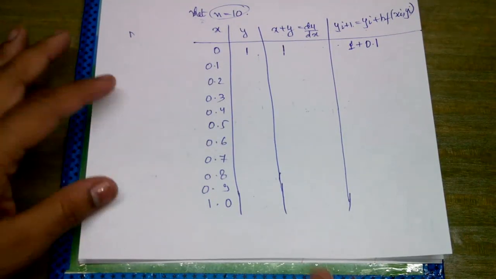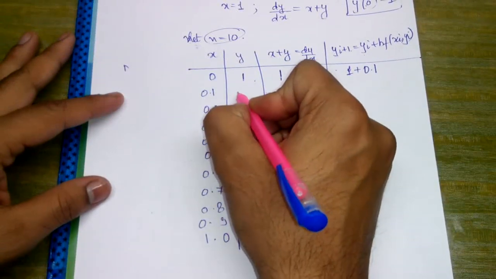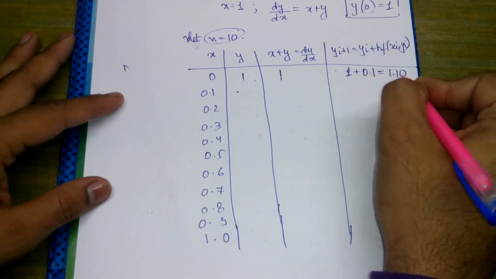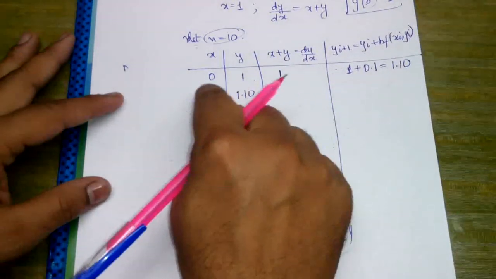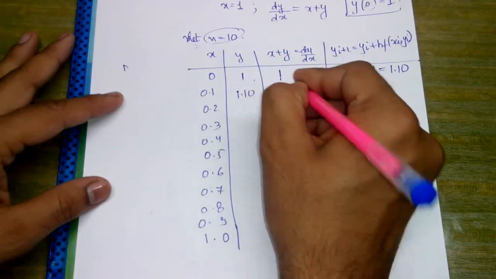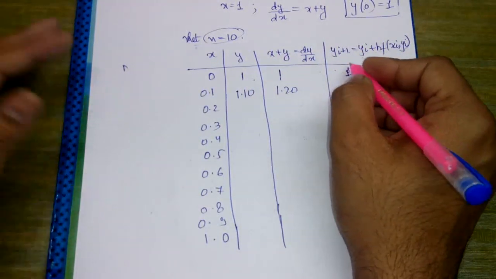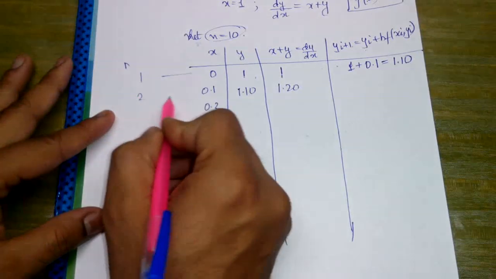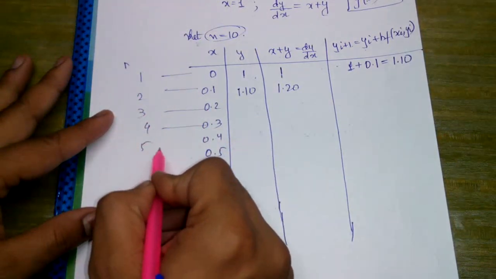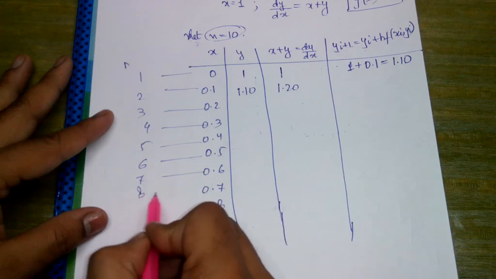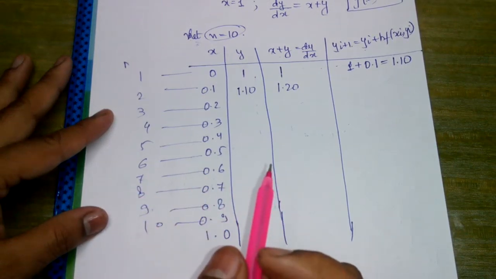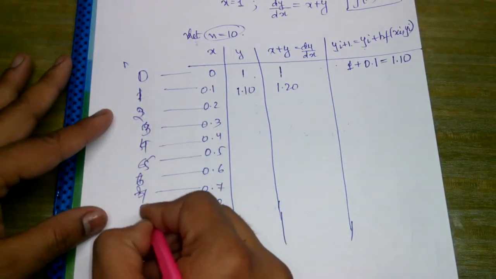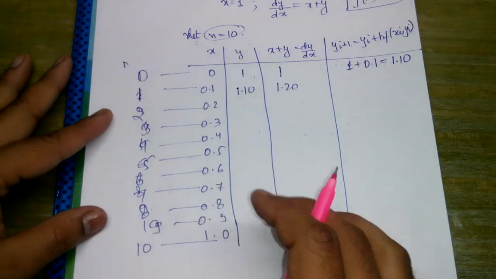Okay, so corresponding to 0.1, the value of y would be 1.10. So we will keep this value as 1.10 here. And by adding these two values, we are getting 1.20. So now for the value of y, we will keep i equals 0, 1, 2, 3, 4, 5, 6, 7, 8, 9, and this is the 10th iteration.